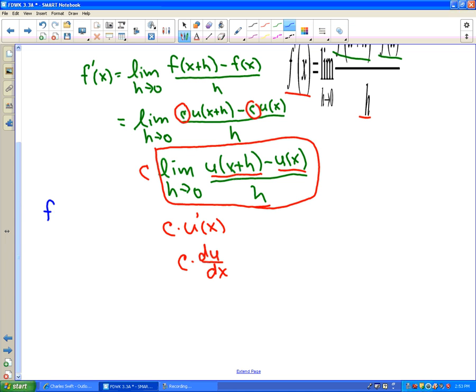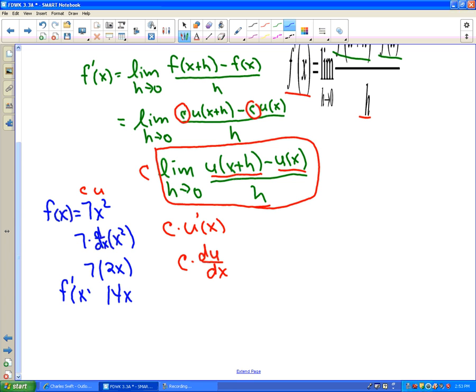If we happen to have a function like f of x equals 7x squared, seven is our c, x squared is our u. So we're going to take 7 times the derivative of x squared. We just learned that the derivative of x squared is 2x. So the derivative of 7x squared would be equal to 14x.